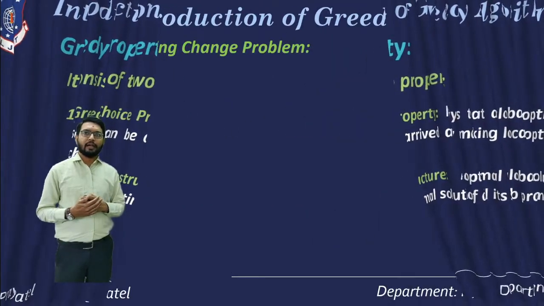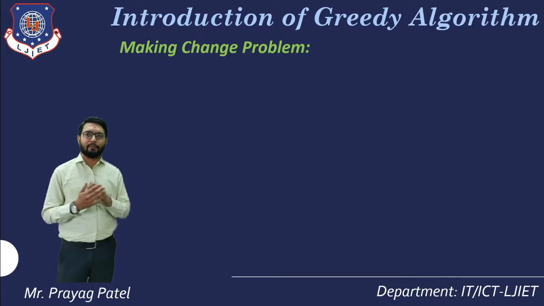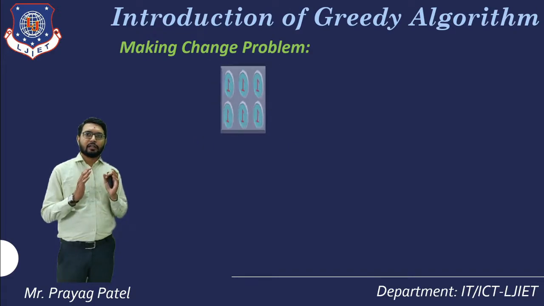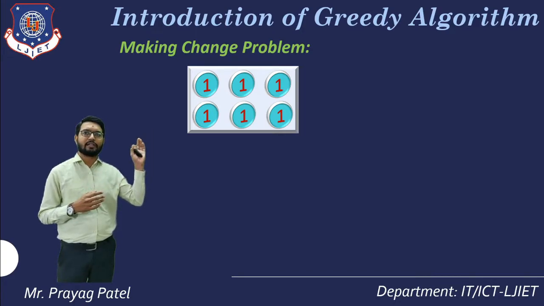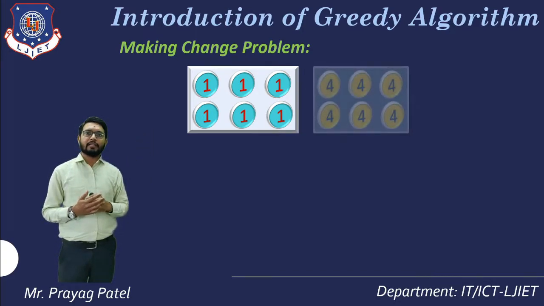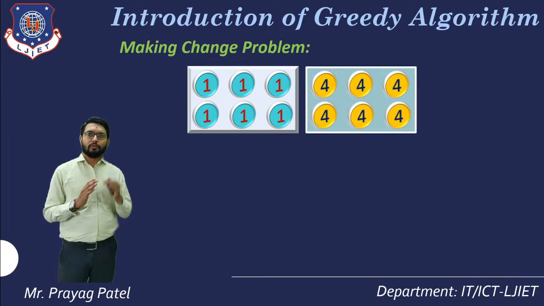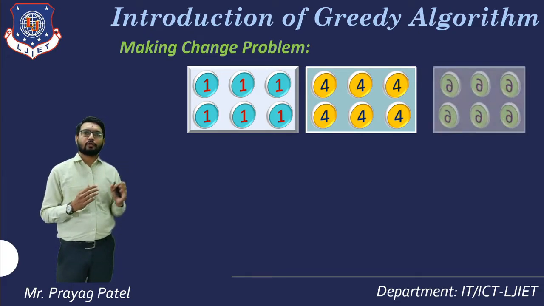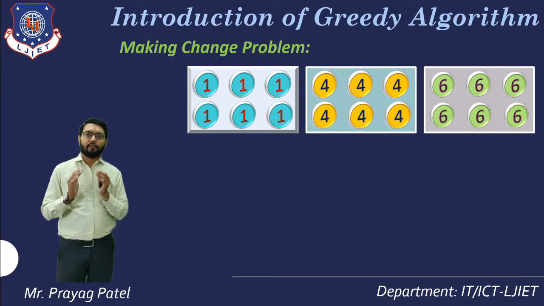Now consider the next point. The next point is the making change problem, as an example for understanding the greedy method. Here consider that there are three types of coins. First is the number of coins of 1, means here there are 6 coins of 1s. Second is the coins of 4, also 6 coins of 4s. Then the next one is 6 coins of 6. So you have three types of coins: 1, 4 and 6.